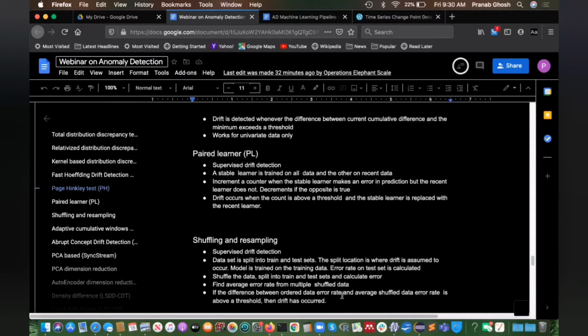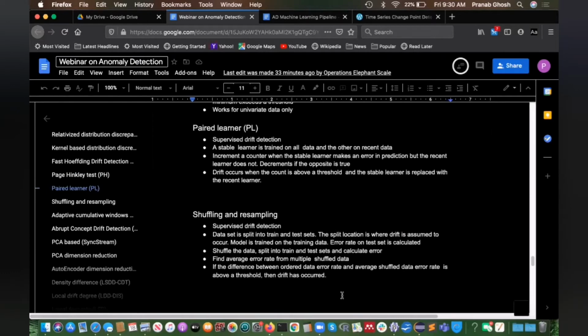Whenever the stable learner makes an error in the prediction but the recent learner does not, you increment a counter. And then you do the reverse: you decrement the counter when the reverse happens. So drift occurs when this count is above some threshold.